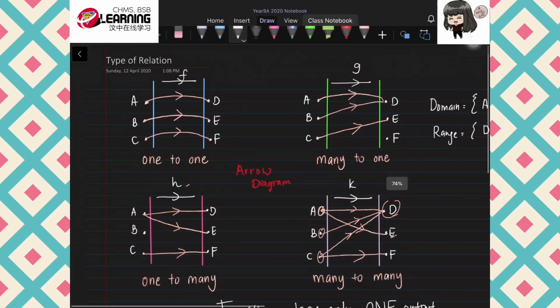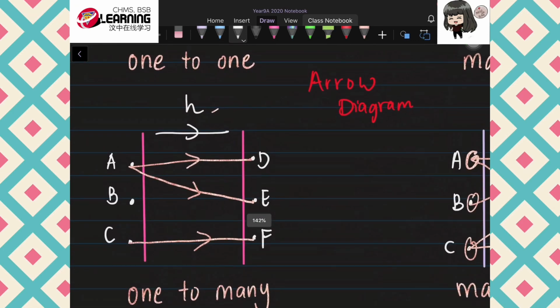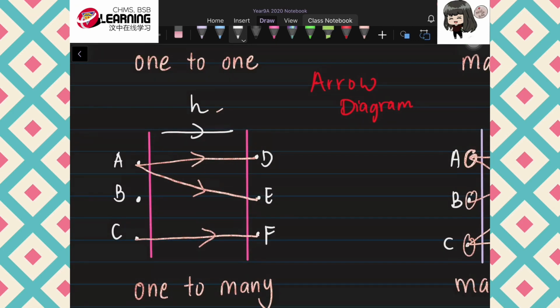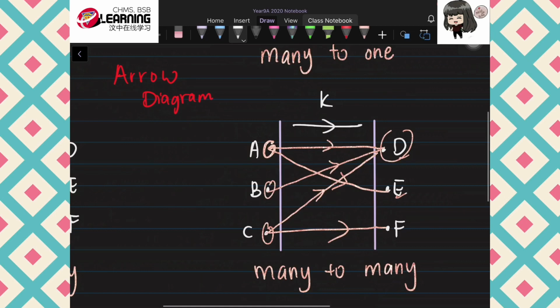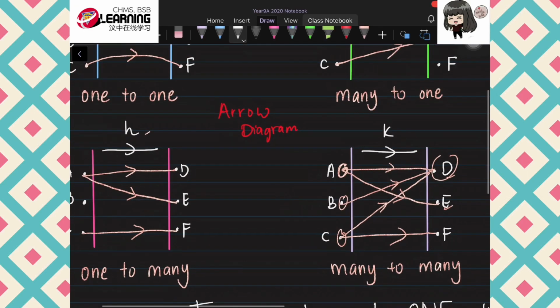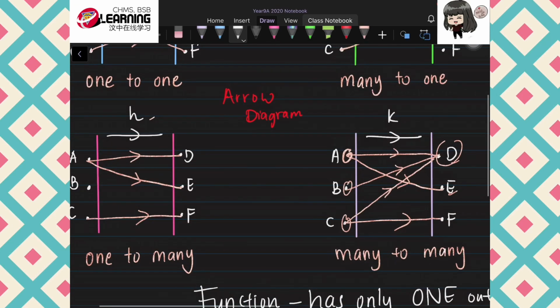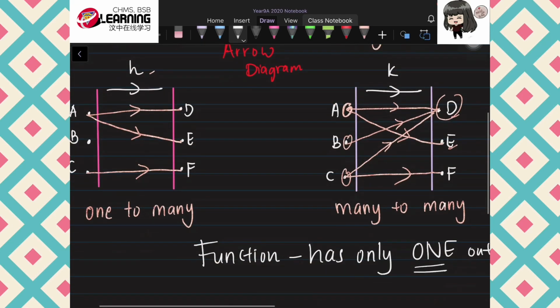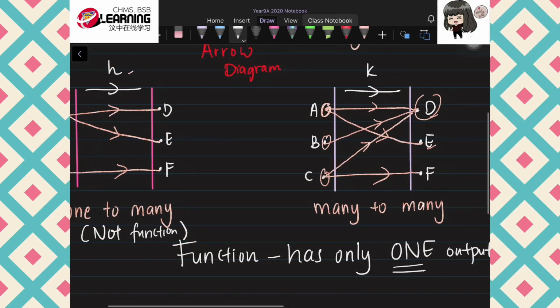Okay, so these four types of relation. So H just now, I cannot say it's a function. I can only say it's a relation, because we can see there's a relation between input and output. And K, we can say that it is also a relation, because it has a relation between inputs and outputs here. Okay, but we cannot say H and K are functions, because they have many outputs. So H relation is not a function. K relation is also not a function.